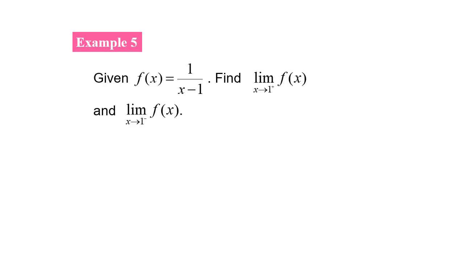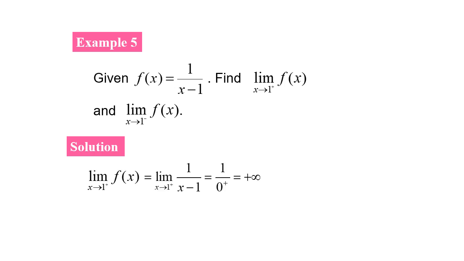Okay, let's see an example on infinite limit. We want to find the limit of f(x) as x approaches 1 from the right side and the left side. This f(x) is equal to 1 over x minus 1. For the right side, we just substitute into the function, 1 over x minus 1. When we substitute the value of 1, we get 1 over 0. But we need to determine which part of 0 it is. So it's approaching 0, but which 0?